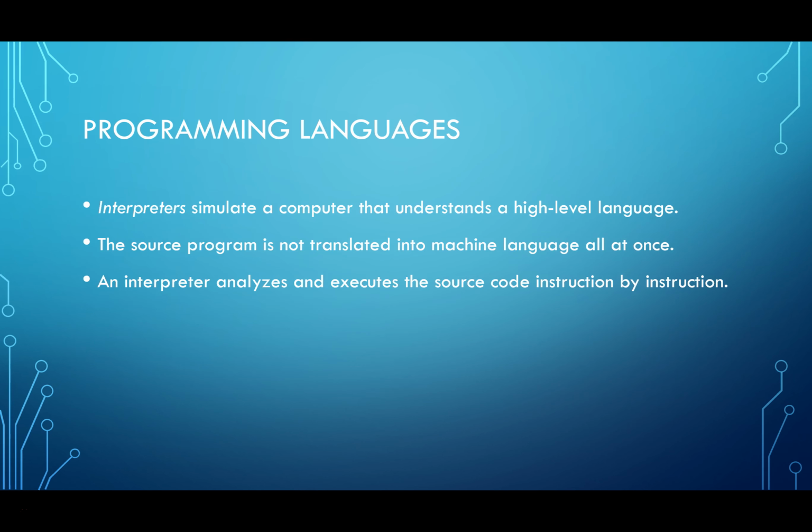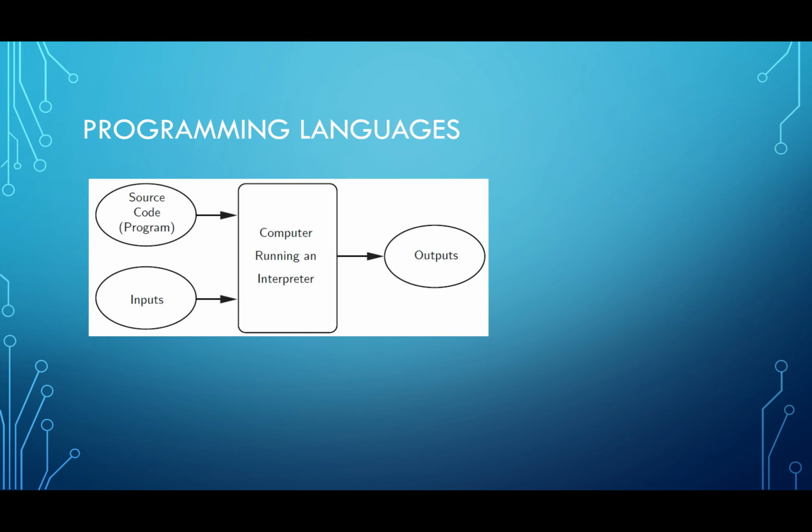Interpreters simulate a computer that understands a high-level language. The source program is not translated into machine language all at once. What an interpreter does is it analyzes and executes the source code instruction by instruction. So what you have here is your source code or your program, you have your input, the computer is running an interpreter, and then you have your output. So basically you don't go through that process where it's compiled and converted into machine code. The interpreter does all of that for you.